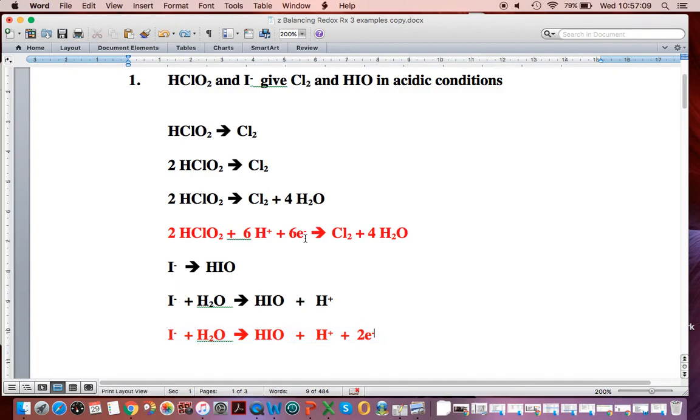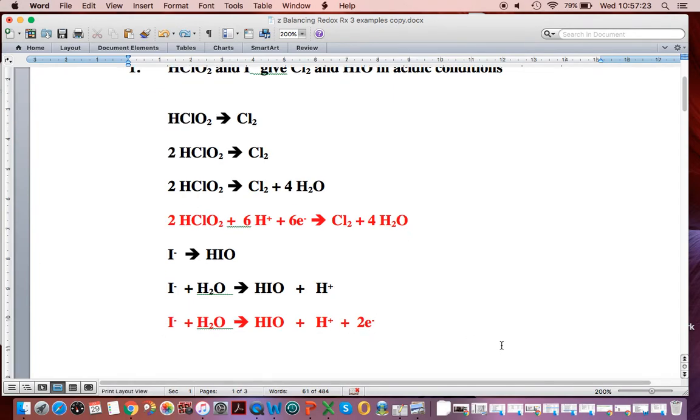Now what we really care about is 6 electrons there, 2 electrons there. And we need that 6 and the 2 to be equal. So no problem, we can see 2 fits into 6 3 times. So we're going to have to multiply this half reaction by 3.